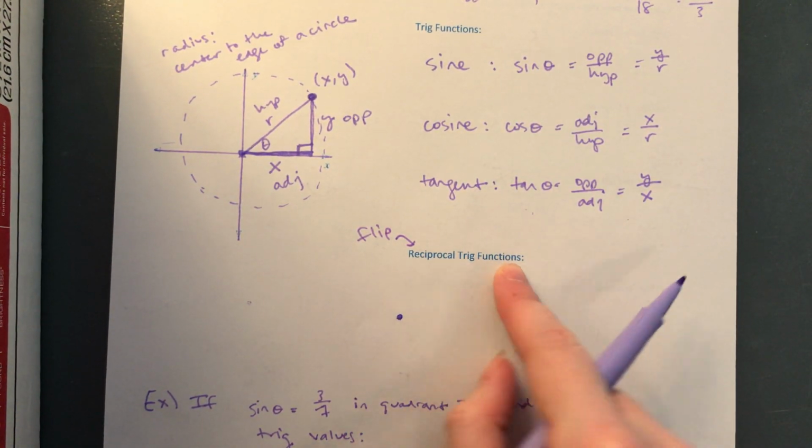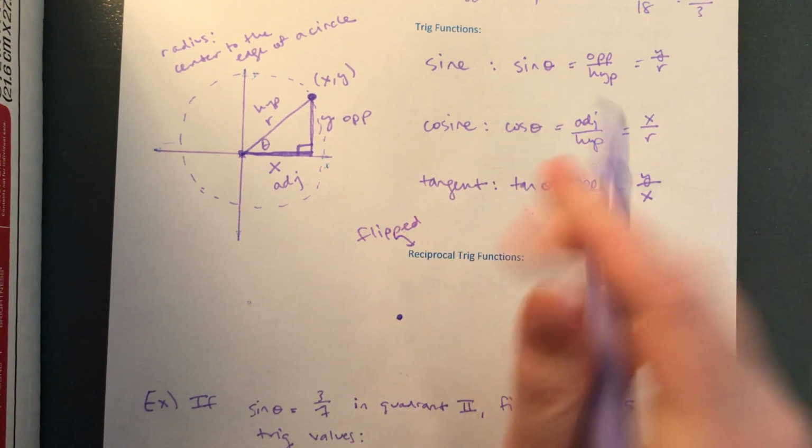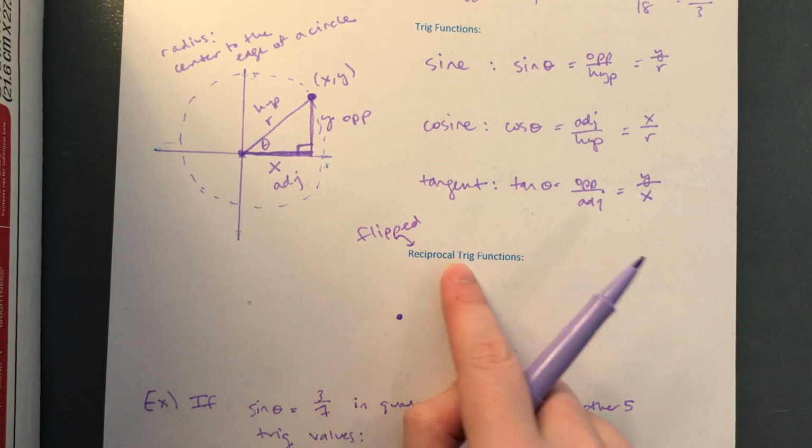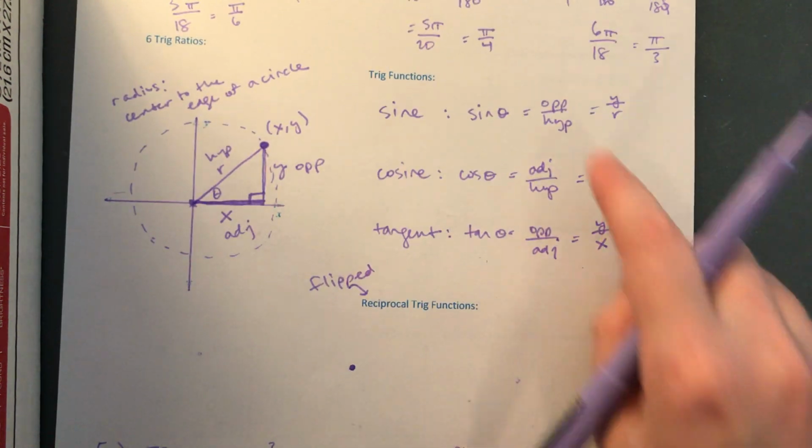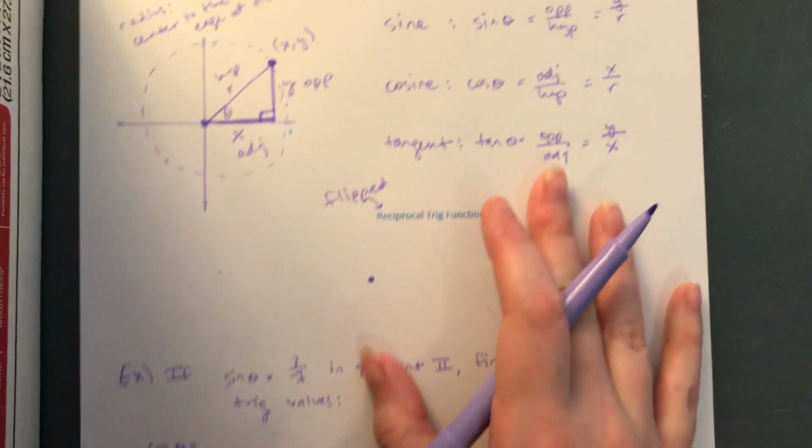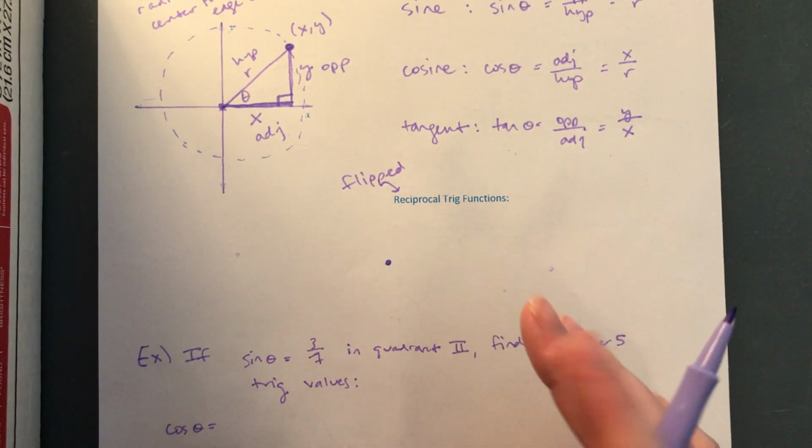Flipped trig functions. Reciprocal trig functions is the same thing as the flipped trig functions. And what I mean by that is, literally we're just going to take these and we're going to flip them. But they do have special names.